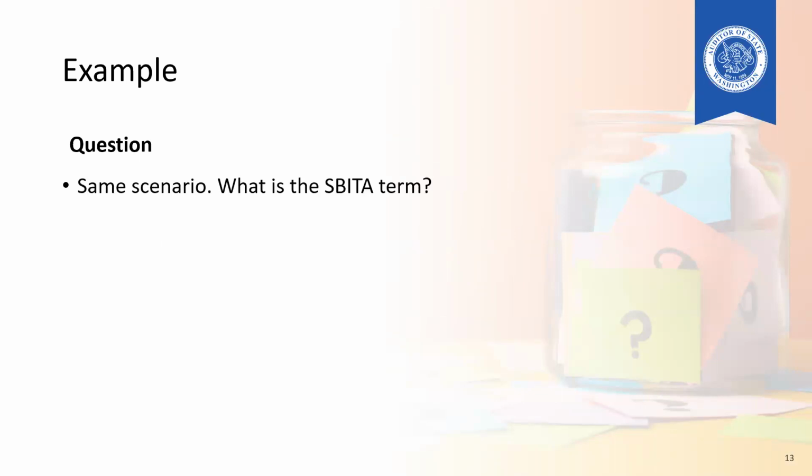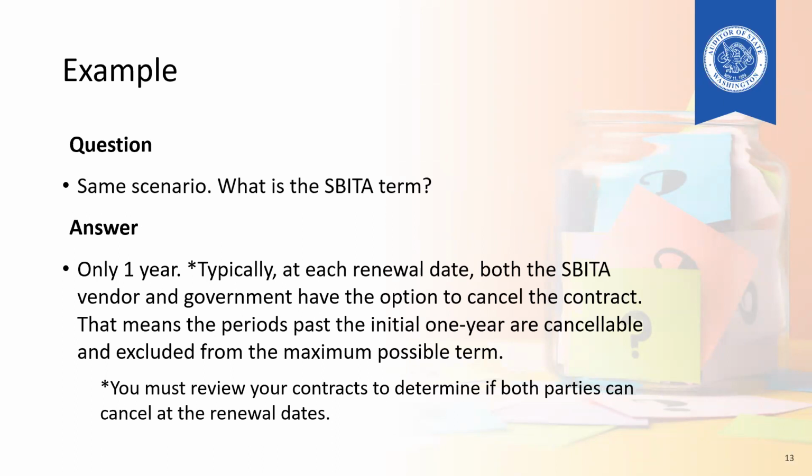Now for the same scenario with that Zoom contract, our contract is 1 year and it renews indefinitely. What is our SBITA term? How do you calculate that? The answer here is probably easier than you might think. Our term is only 1 year.